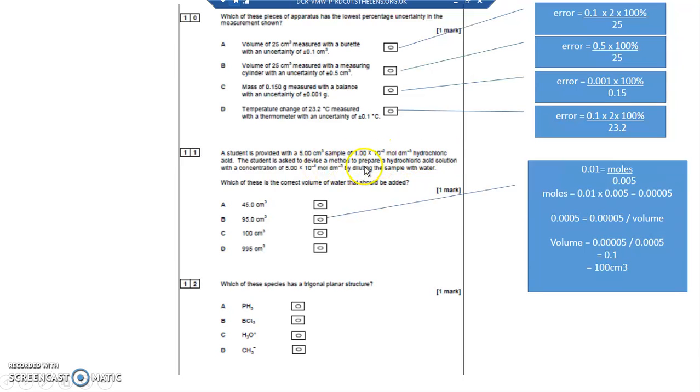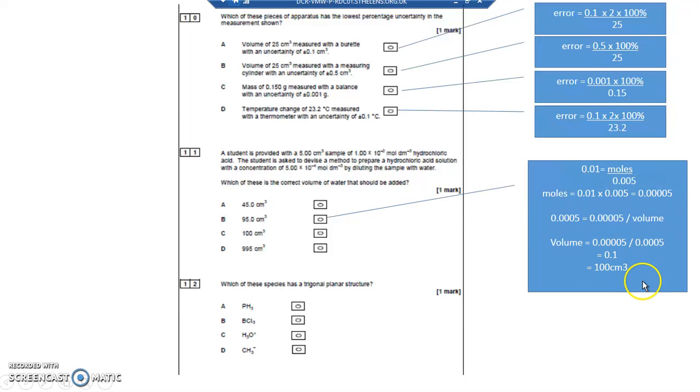Now I'm going to have to work out how much water I need to add to get the concentration to be 5 times 10 to the minus 4. So I'm changing the concentration by adding water. The new concentration is 5 times 10 to the minus 4, or 0.0005. That equals the number of moles, because the number of moles hasn't changed, I'm only about to add some water. The number of moles of hydrochloric acid has stayed the same, 0.00005, divided by the volume. So the volume is 0.00005 divided by 0.0005, which is 0.1.